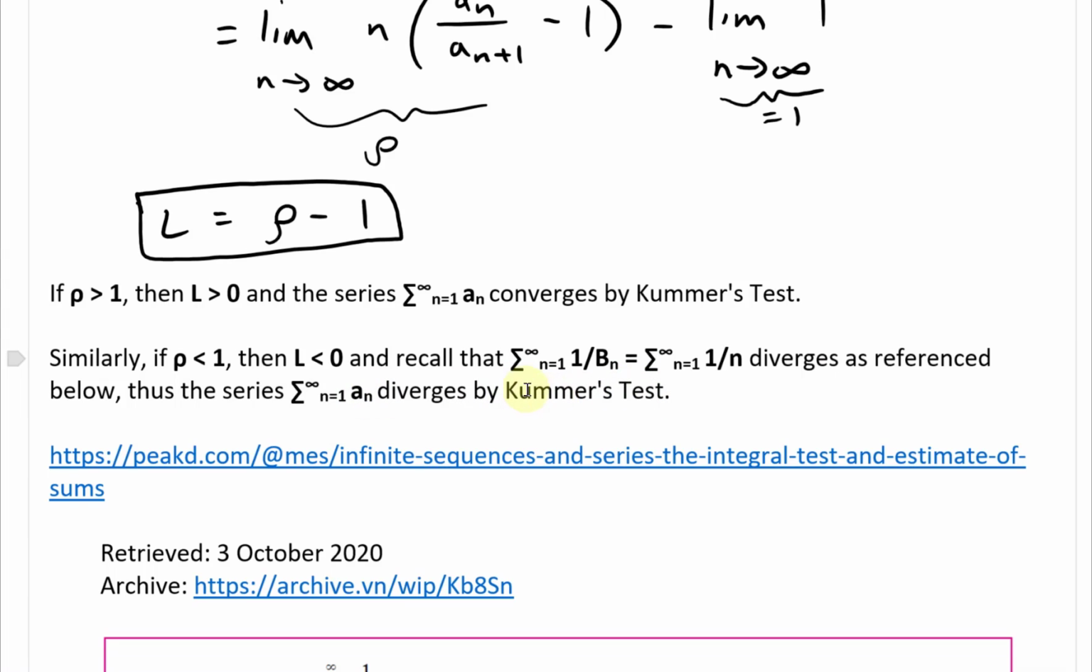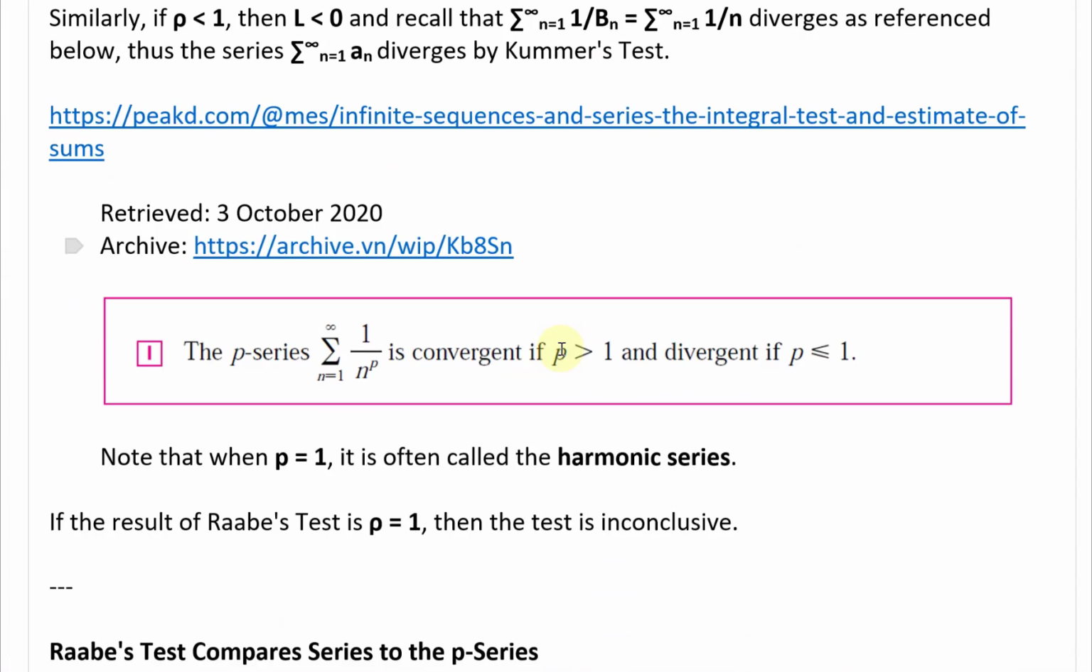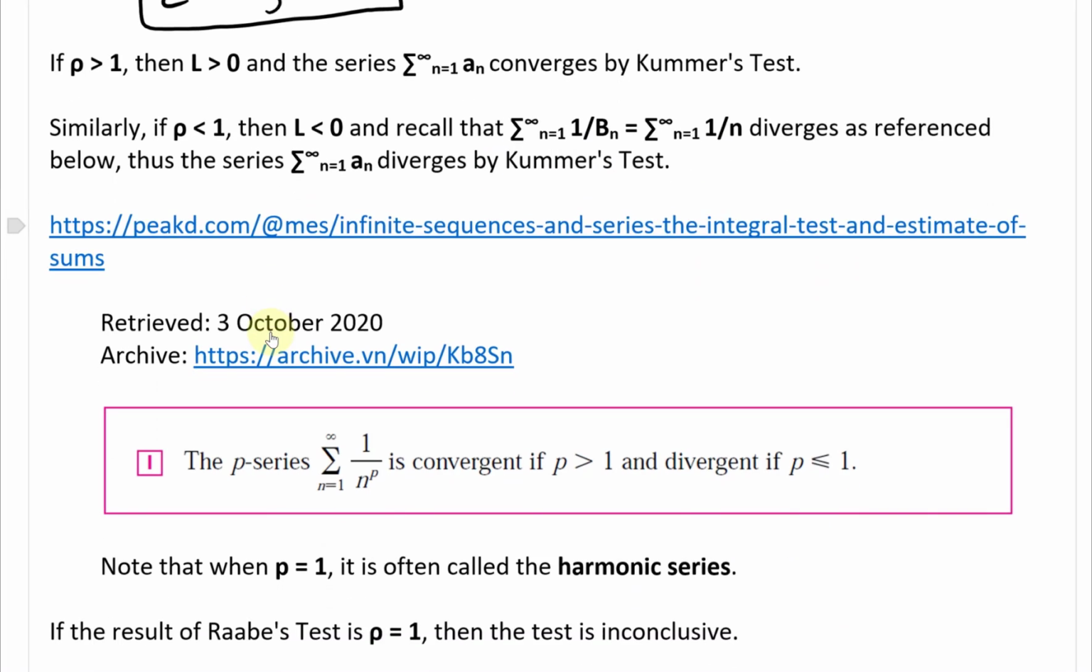So in other words, we just used Kummer's test, which we proved, to prove Raabe's test. In other words, Raabe's test is a specific case of Kummer's test, even though, interestingly, Raabe's test was first found before Kummer's test. So going further, here's just a recall from an earlier video, this is the p-series, so this right here, 1 over n.